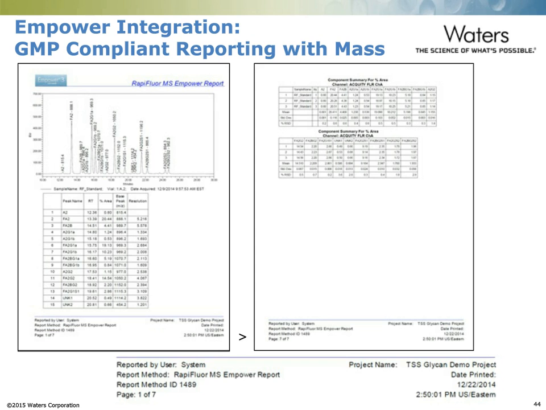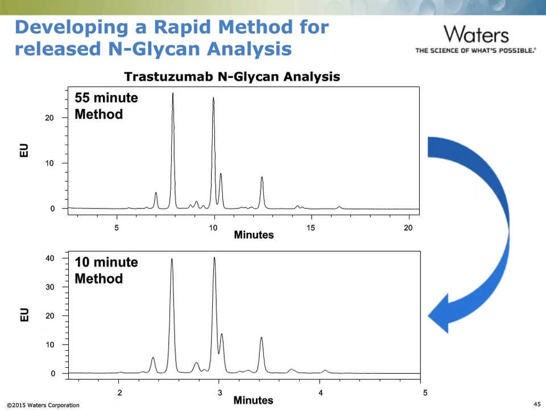Now, if we transition to look at another application, and this is an application where we've actually had quite a bit of interest and requests to develop some application towards this area, and that's developing a rapid method for doing release glycan analysis. So as we've been discussing in most of this webinar has been the use of a fairly lengthy but highly resolving chromatographic method for doing released N-Glycan analysis, and that's shown on the top. What we've done is we've scaled that method geometrically down to a very short 10-minute method. So that's 10 minutes from injection to the final re-equilibration of the column.